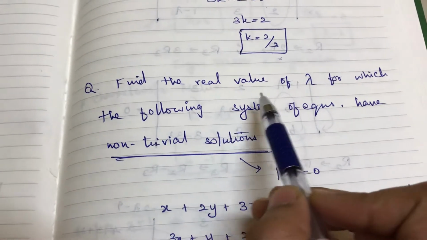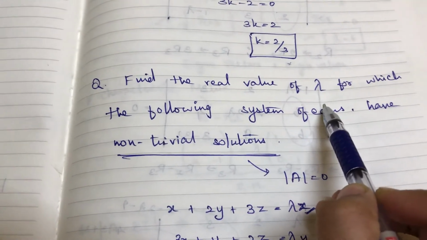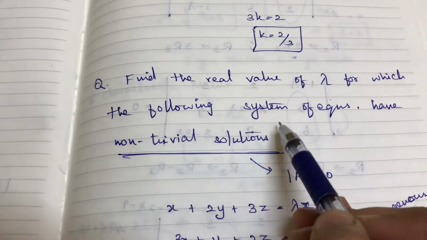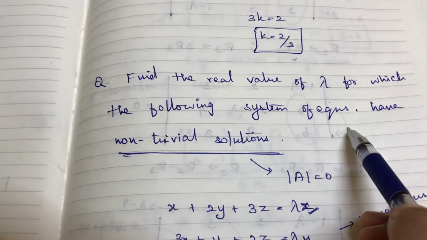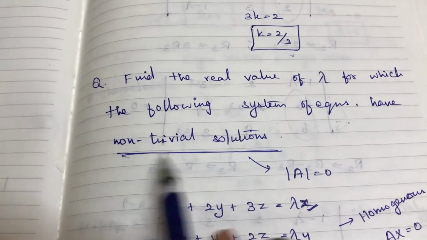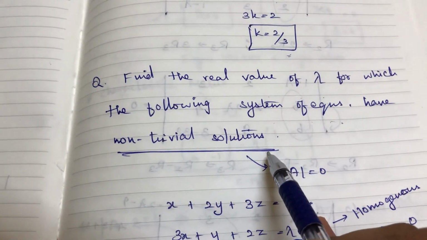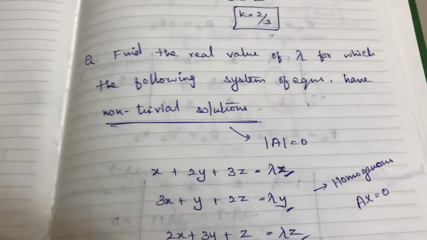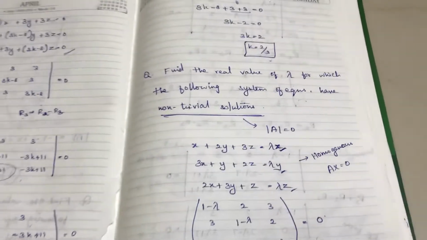Find the real value of lambda. We need to find the value of lambda for which the following system of equations has a non-trivial solution. They have also given non-trivial. So what is the meaning? Del is equal to 0, right? Yes, del is equal to 0.